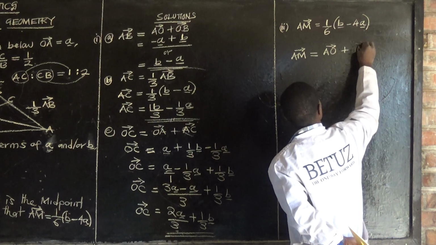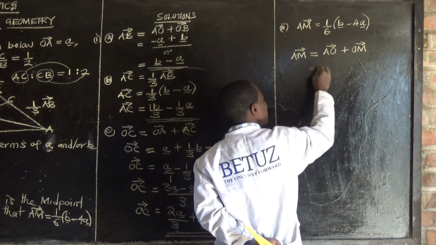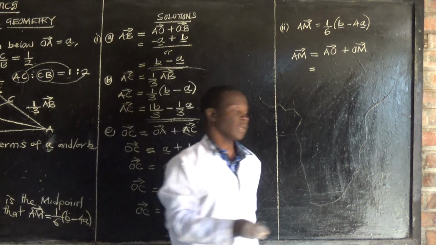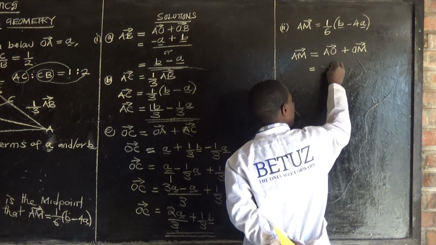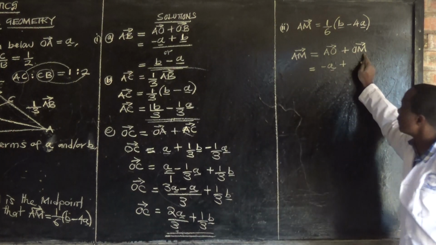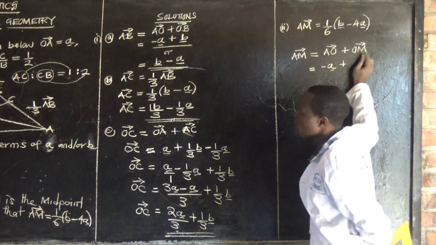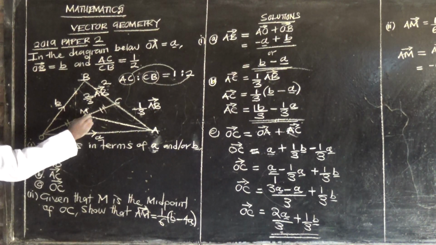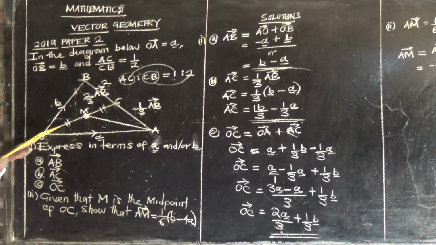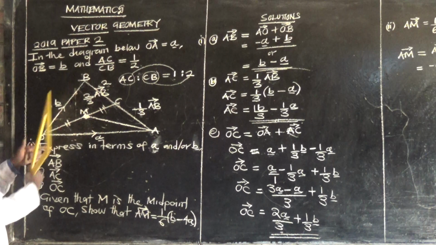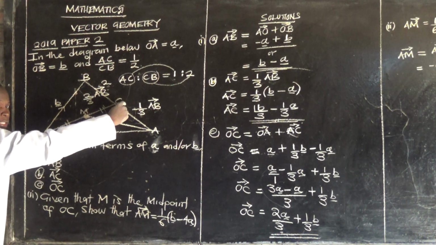OM. Okay? So guys, what is our AO? AO is negative A. So you put negative A, plus. Now remember, OM. Since M is the midpoint of OC, so OM becomes half of OC. This is half. And this is half.